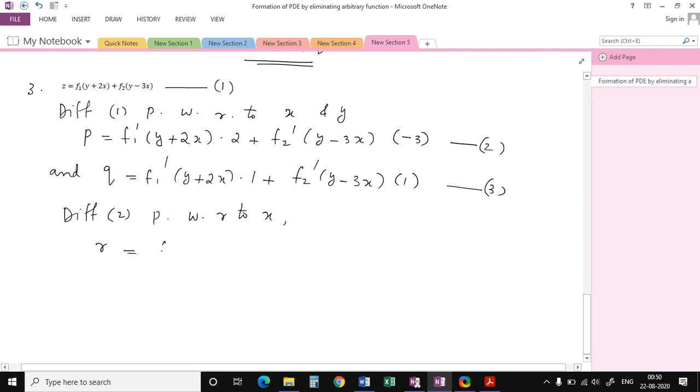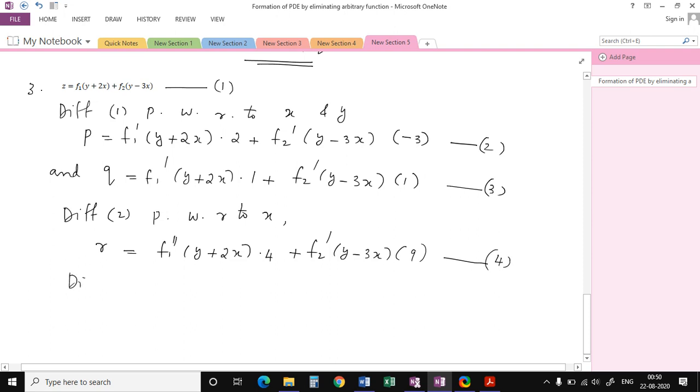R is f1 double dash y plus 2x into 4, because this 2 and one more 2 comes, you will be getting 4 here, plus f2 dash y minus 3x multiplied by this minus 3, but already there is one minus 3, so that you will get minus 3 into minus 3, that is 9. I will take it as equation number 4.